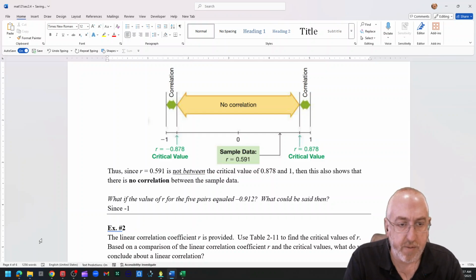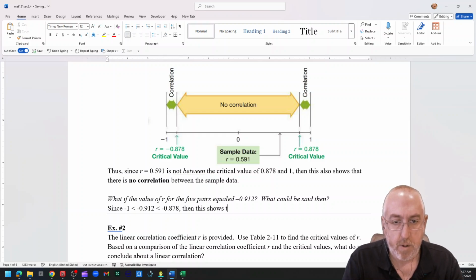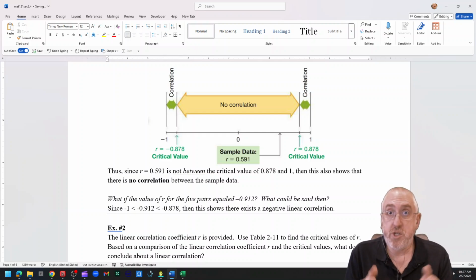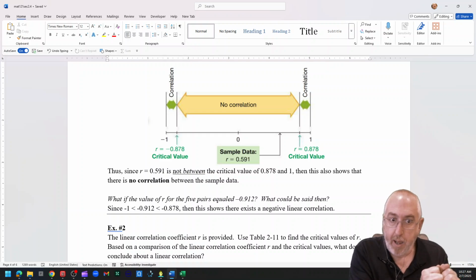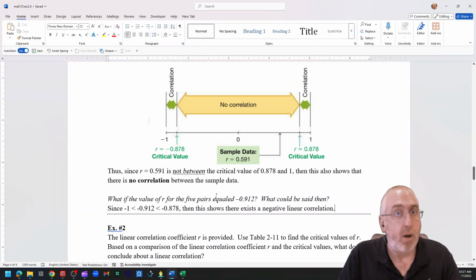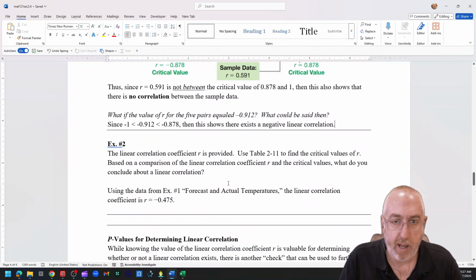Now you could write this a few different ways. If you wanted to write it as an inequality, you could. And then make sure I put my negatives in here. So that would show us that there's a negative linear correlation in this case, because again, it's in that far left-hand bucket. So let's try a whole new example and see what we get.